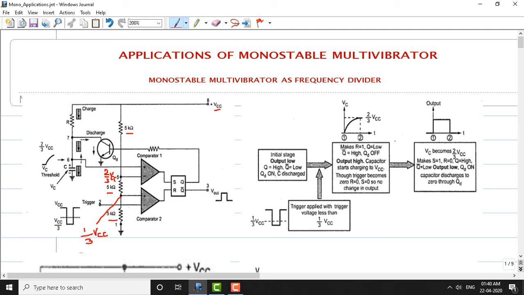The normal output Q goes to the transistor, this is called a discharge transistor. Via this resistor, it goes to the discharge transistor here. So the base of this transistor is nothing but the Q output of the RS flip-flop. The collector of this transistor is connected to the supply voltage as well as the capacitor here.